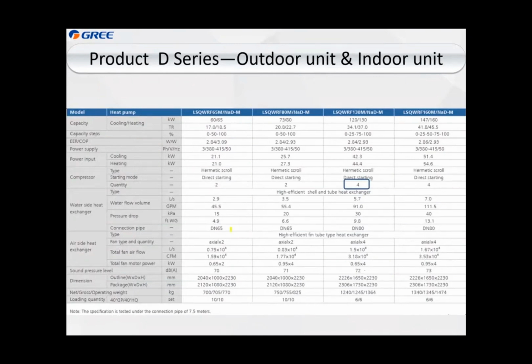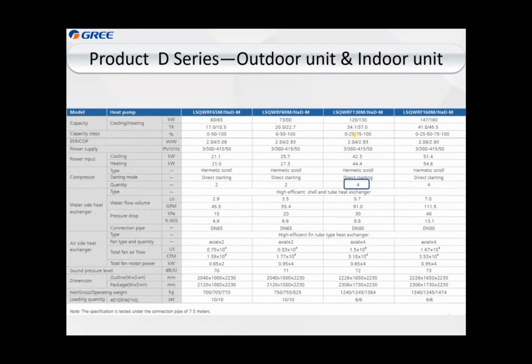And then in this table we list the parameters for the D series. We see the capacity, the capacity steps, and the quantity of compressors. In this table we only talk about the capacity steps. We see 0, 50, 100%, but for 130 kilowatt it is 0, 25, 75 and 100%. This is mainly for part load, for the unit working at part load. Why is the minimum load 25% here?